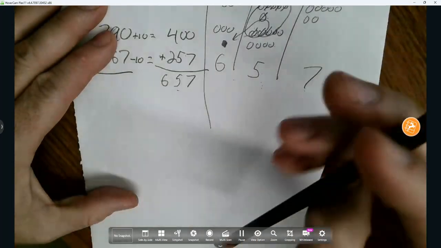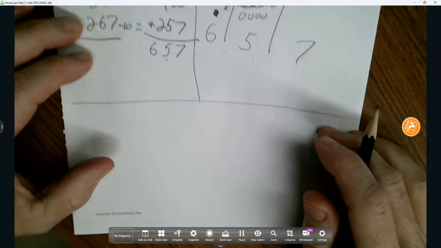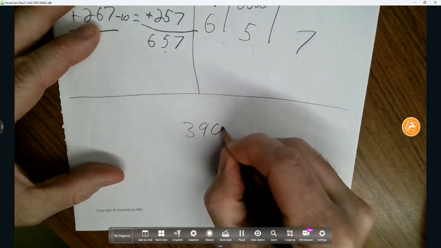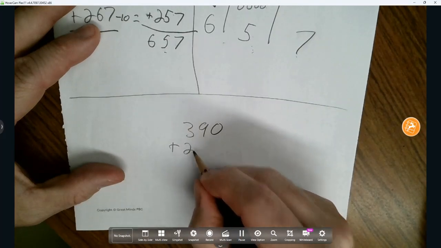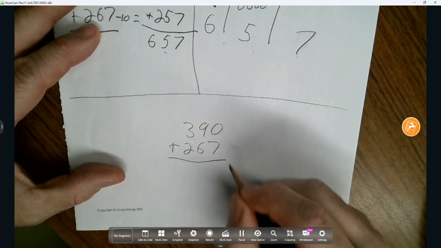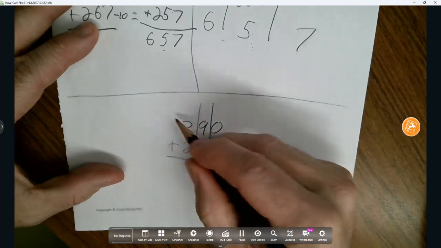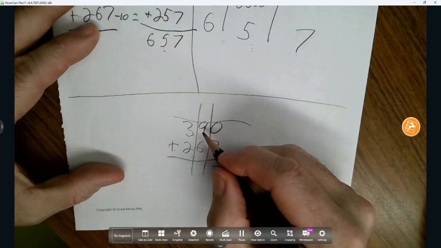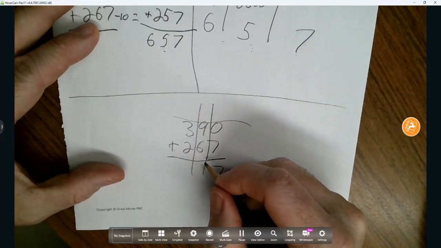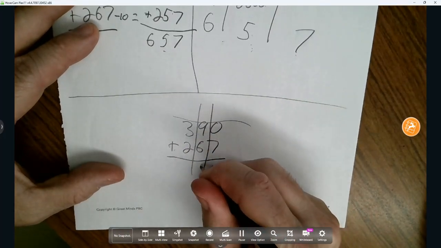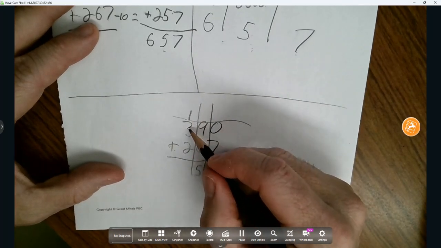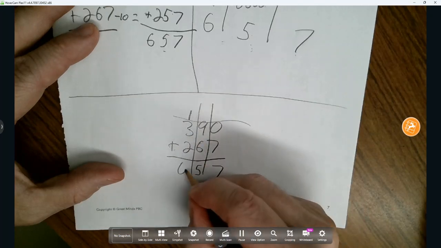If you want to do it the way that I grew up doing it, the standard algorithm, we have 390. I always put the bigger number on top. Adding 267. Make sure we stay nice and neat. 0 plus 7 is 7. 9 plus 6 is 15. 5 there. Bring that 1 up. 1 plus 3 is 4. 4 plus 2 is 6.